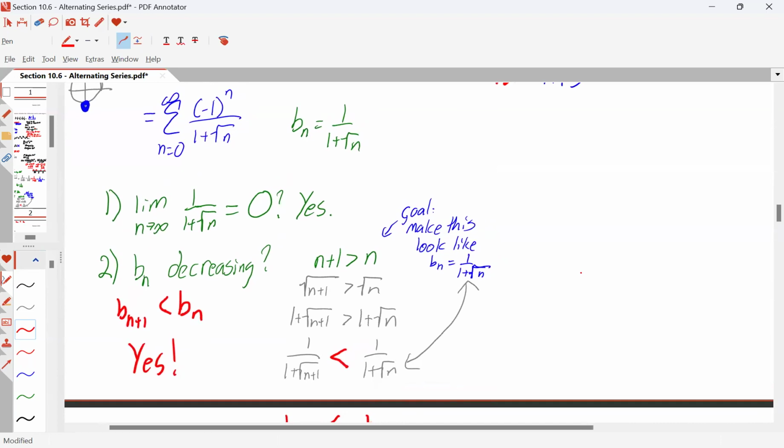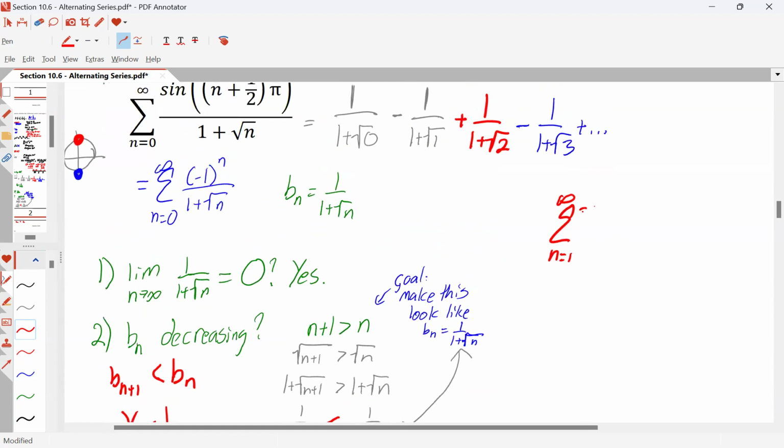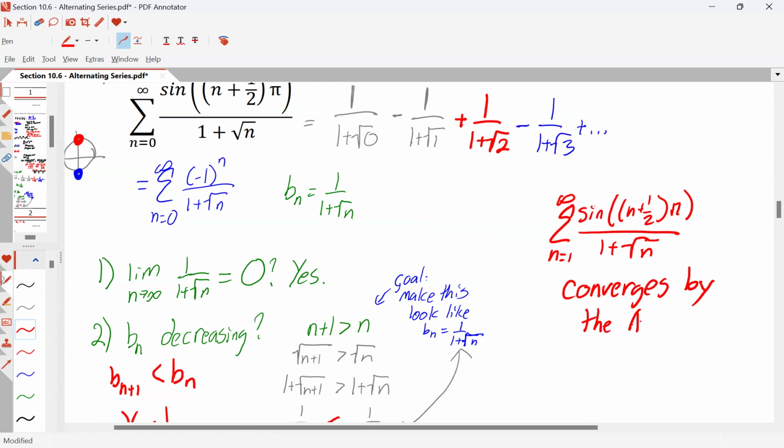Both the properties are met, meaning the series n equals 1 to infinity of sine of (n plus 1/2) pi over 1 plus the square root of n converges, because both properties are met, by the alternating series test. There are 4 examples of using the alternating series test.